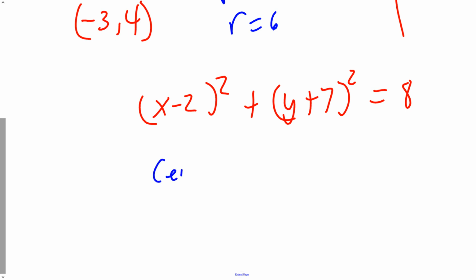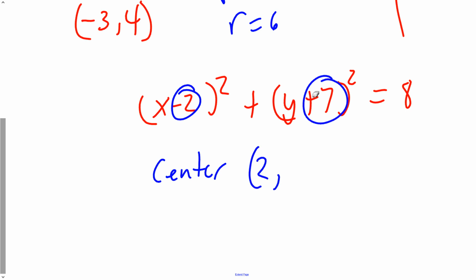So our center, where we want to start, is the opposite of this, which is positive 2, and the opposite of 7, which is negative 7. And then our radius is the square root of that number, which is 8. Sometimes it might be set equal to 0 and that 8 might be over here, so then you need to subtract on both sides to get it, because we want to set it equal to x minus h quantity squared plus y minus k quantity squared. So you might have to move some number over here. Okay, then you can graph this.